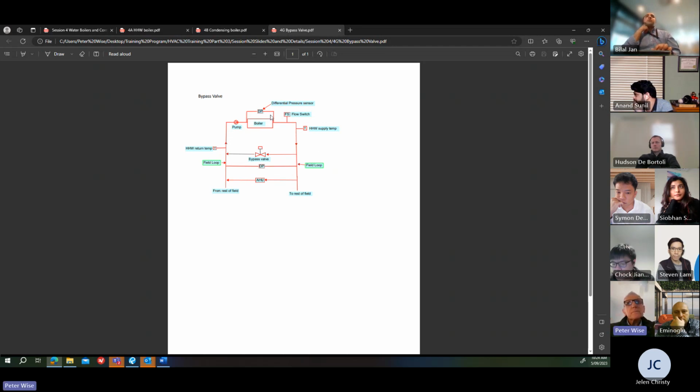There's a differential pressure sensor shown here across the boiler. It's actually quite often across the pump, and really that's just an indicator of flow. So if there's a pressure differential across the boiler or across the pump, it's indicating that there's flow, and we'll talk about that a bit more later on, because that's an important feedback to the control system to say that there is flow in the system, and therefore the boiler can start. The boiler safeties won't allow it to start if there's no flow, because that's, like I said before, a bad situation. It's going to get too hot in there.